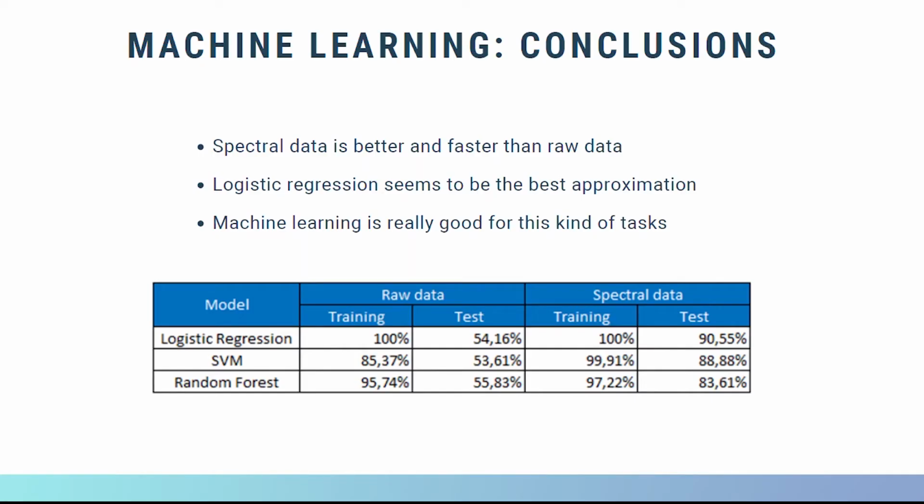In this slide, I will summarize the obtained results. As you may see in the table, spectral data worked way better than raw data. This is especially noticeable when looking at the testing set, where the raw data doesn't even make it to 60% accuracy. On the other hand, logistic regression proved to be the best method thanks to its 90% accuracy in the testing set for the spectral data.